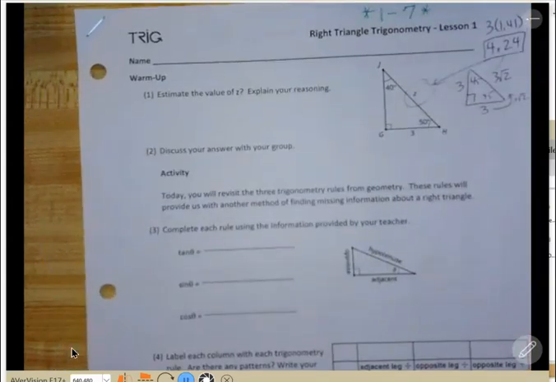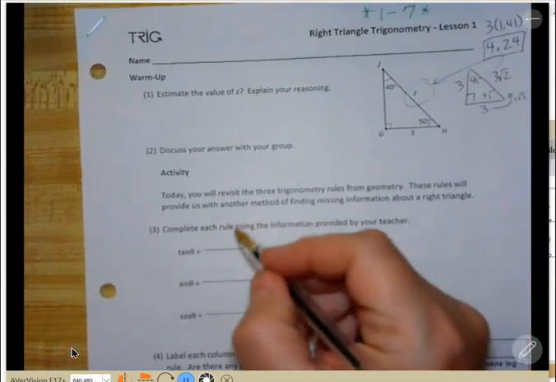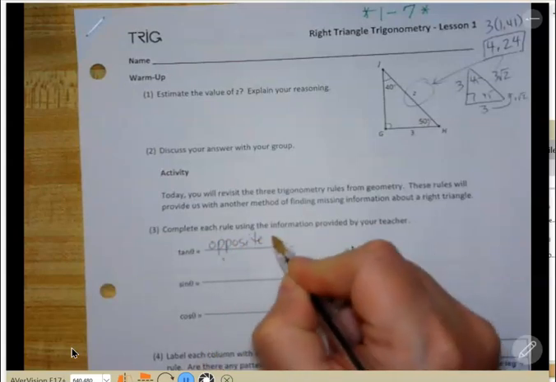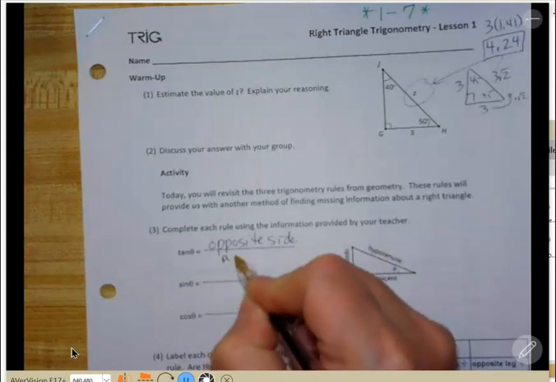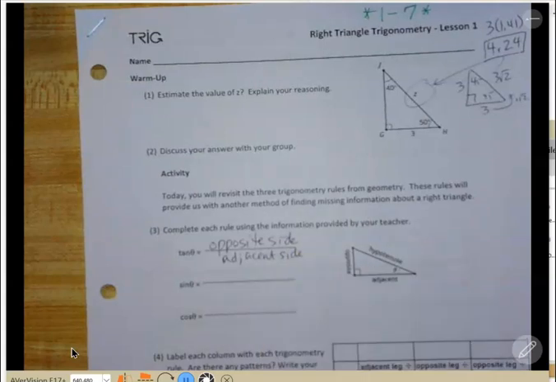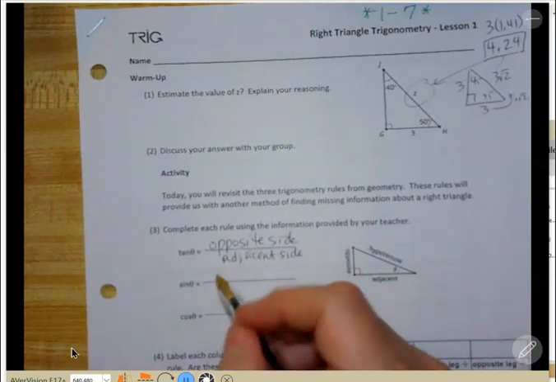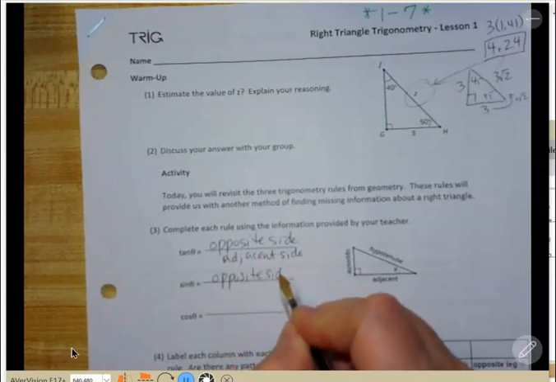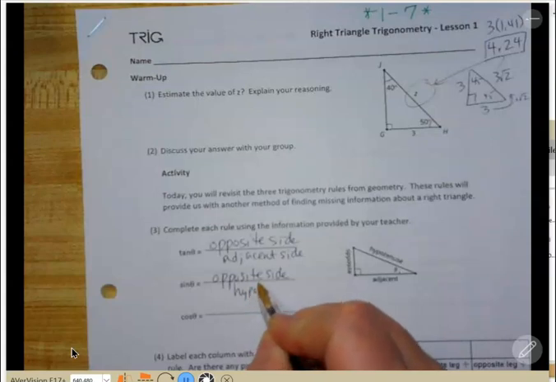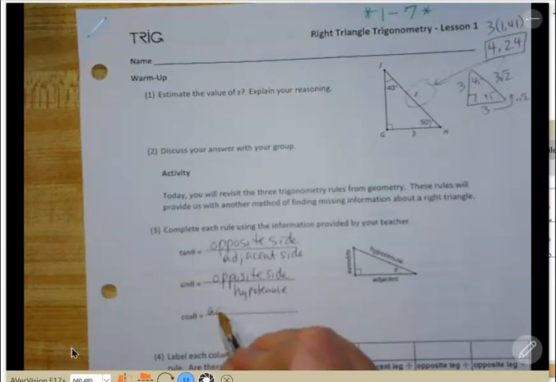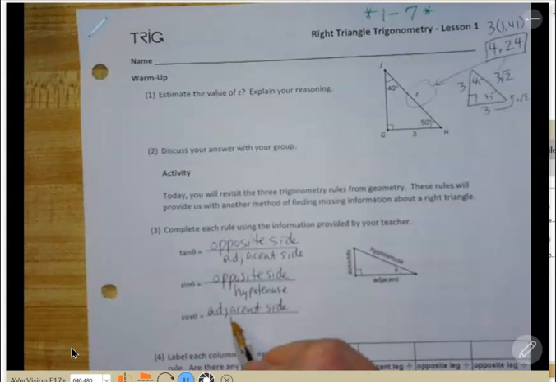All right, so the 3 trig rules. Tangent is the opposite side over the adjacent side. So it's the trig rule where we do not use the hypotenuse. Sine is the opposite side over the hypotenuse. And then cosine is the adjacent side over the hypotenuse.